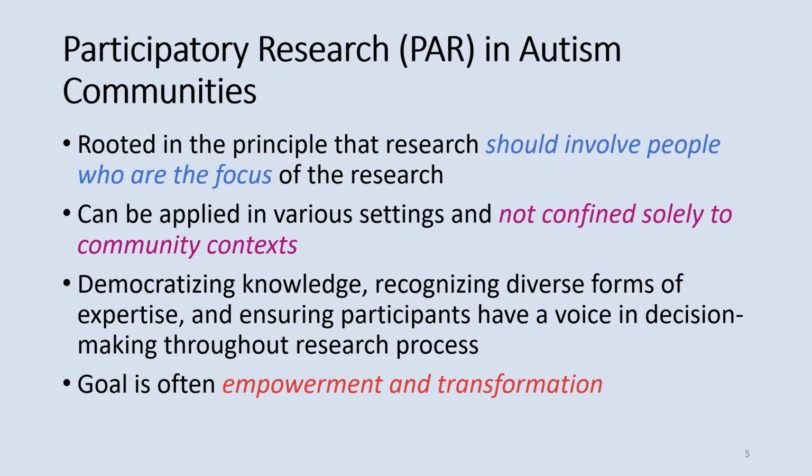Participatory research emphasizes democratizing knowledge, recognizing diverse forms of expertise, and ensuring participants have a voice in decision-making processes throughout the research. The goal is often empowerment and transformation, allowing participants to understand and take action on the issues they face. Participatory research in autism would aim at practical outcomes that directly benefit the community. For instance, research might focus on developing informational toolkits that can be easily implemented in a school or home setting.